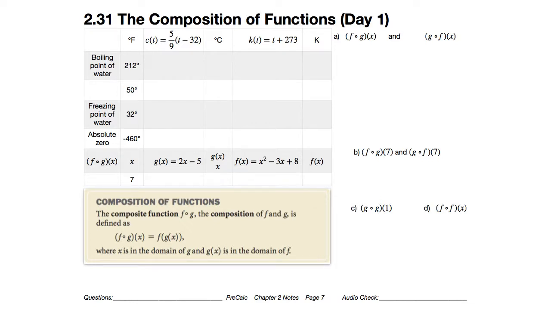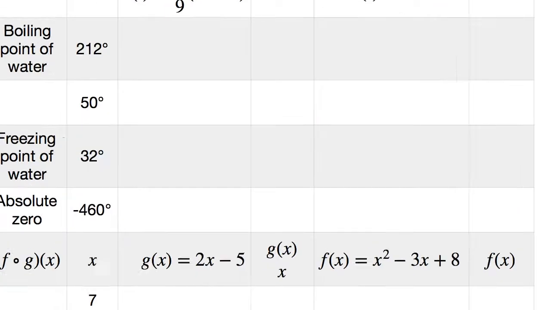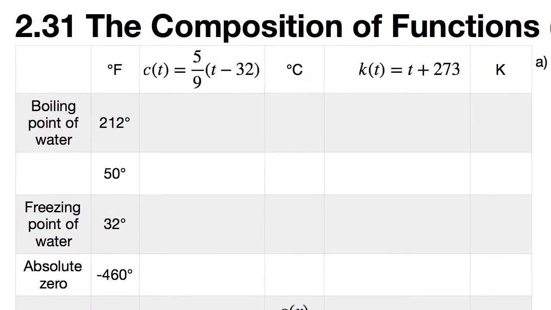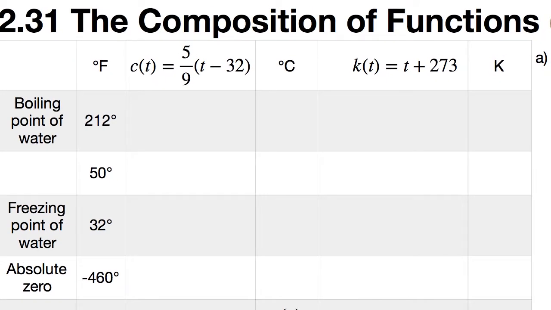Here we go with section 2.3, day 1, the composition of functions. Composition of functions can look a little bit like this. Check this out. Let's say you wanted to change the temperature of boiling water. We know that in the Fahrenheit scale it's 212, but the question I have is, what is it in Celsius? We've got a formula that will help us do it.